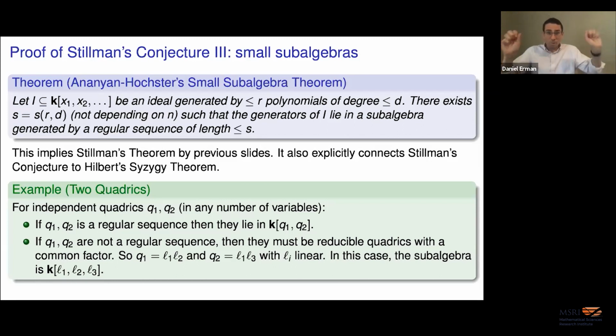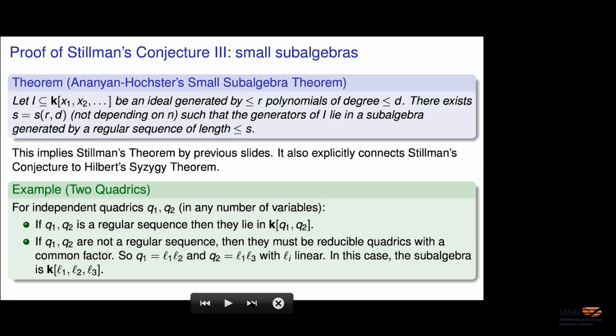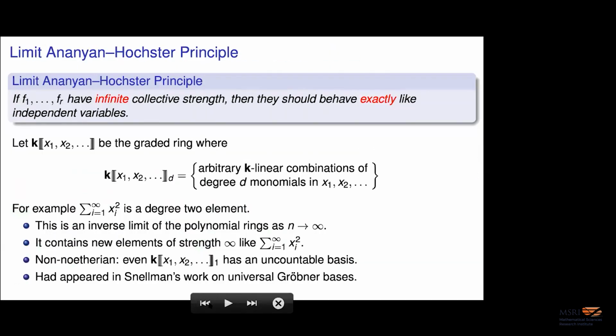All right, let me pause for questions because we've completed the proof of Stillman's conjecture. I mean, modulo a huge number of details. Yeah, questions? I don't see any questions at this point.